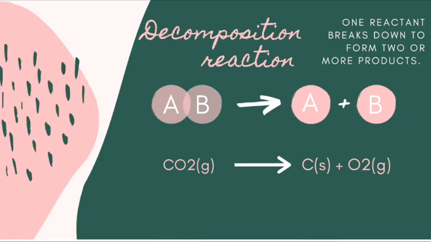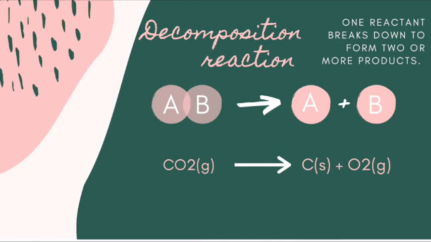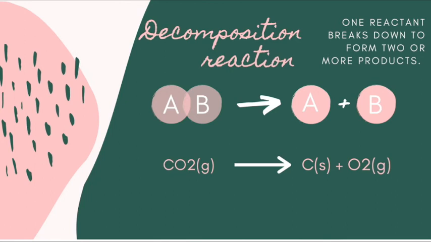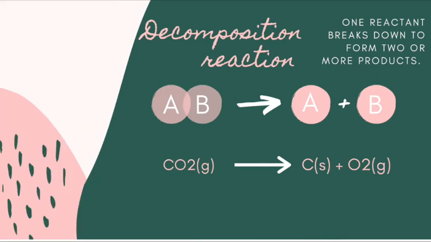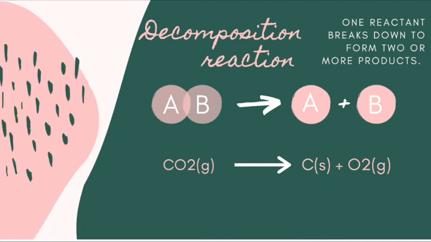The second type of reaction that we have is a decomposition reaction. In a decomposition reaction, one reactant is going to break down to form two or more products. I have given a representation here as well. AB, which is a single reactant, a compound, is going to break down to give us two or more products. Here we are getting A plus B. So this AB compound is breaking down into two elements, a single element A and another element B. That is decomposition reaction.